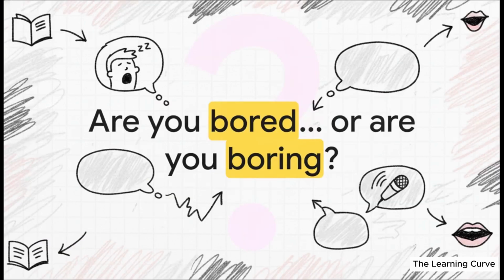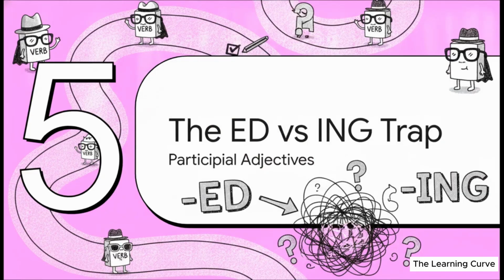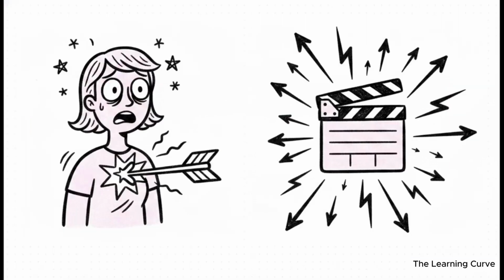Now, right before we hit our final section, I want you to really think about this question. Are you bored or are you boring? It kind of sounds like a joke, right? But mixing these two up can lead to a hilarious and incredibly common, embarrassing conversation trap. Which brings us to Section 5, the ED versus ING trap. Welcome to the final secret level of our explainer. This is where verbs essentially put on a disguise and morph into adjectives. And the difference here is absolutely crucial to getting your point across correctly.